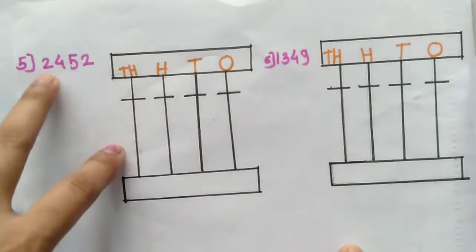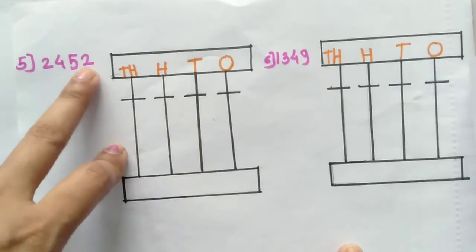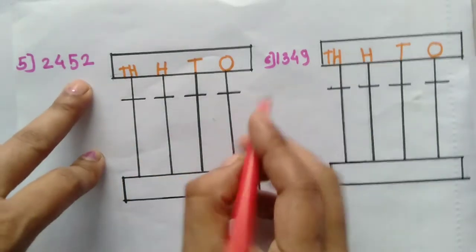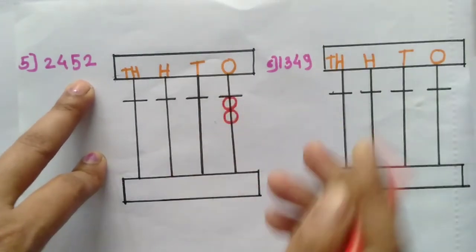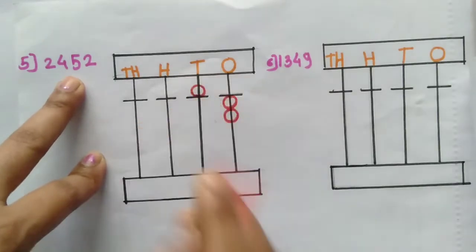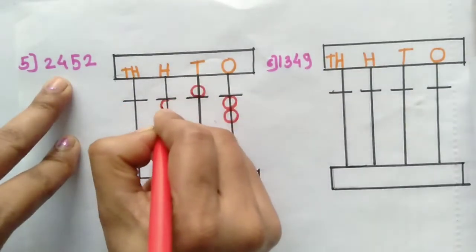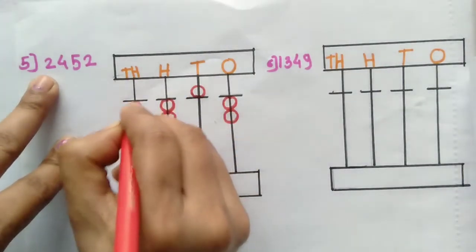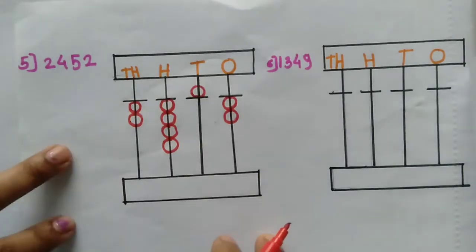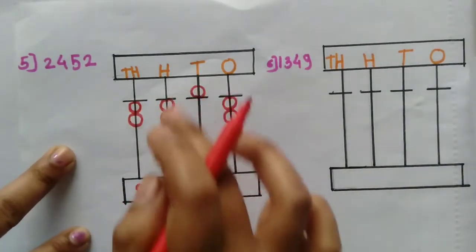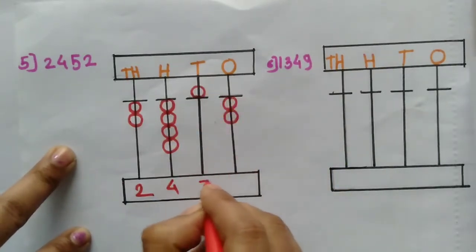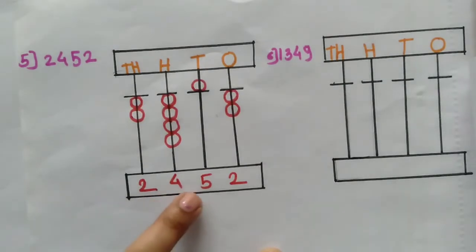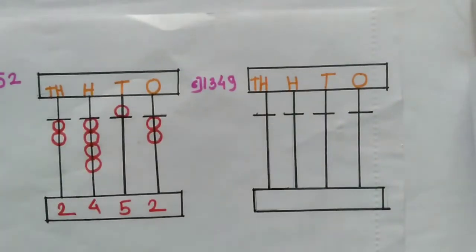Now let us understand a 4 digit number. Another example is 2452. Here 2 is in the 1's place, 5 is in the 10's place, 4 is in the 100's place and 2 is in the 1000's place. So draw 2 beads on the 1's place, this is 1 and 2. Draw 5 on the 10's rod, this is 5. Draw 4 beads on the 100's rod, this is 1, 2, 3 and 4. Draw 2 beads on the 1000's rod, this is 1 and 2. Which number is formed here? 1000 plus 2 beads, 100 plus 4 beads, and 10's plus 1 upper bead, that is 5, and this is 2. The number formed is 2452.